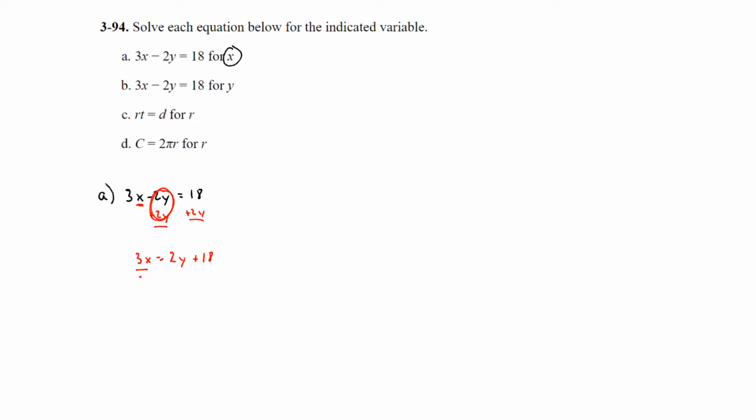And then now we want to break these up into 3 different groups, so we're going to divide everything through by 3. 3 divided by 3 is 1. So we have 1 times x, or x, is equal to 2/3 y plus 18 divided by 3 is 6.